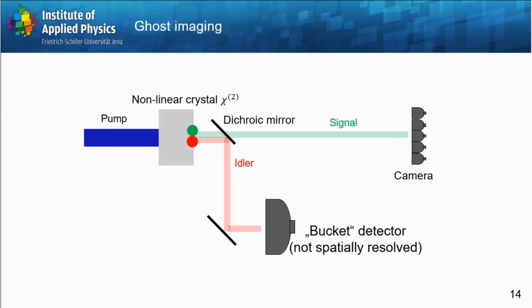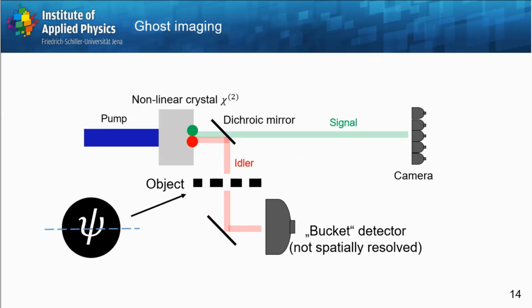So again, this pump photon creates this signal and idler, and we can put an object here in the idler. I just put a cross section here of this psi letter, so it would look like 3 slits. And just forget for a second about the signal photon there. If we have an imaging scheme just with the idler, we won't be able to get an image with this bucket detector, because this bucket detector is just collecting the photons and not letting us know what is the shape of this image.